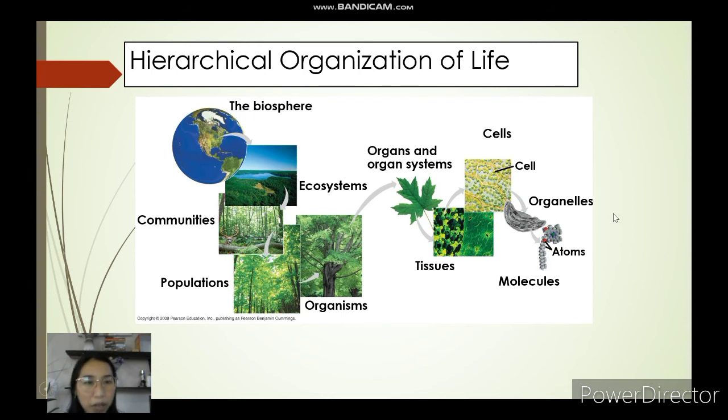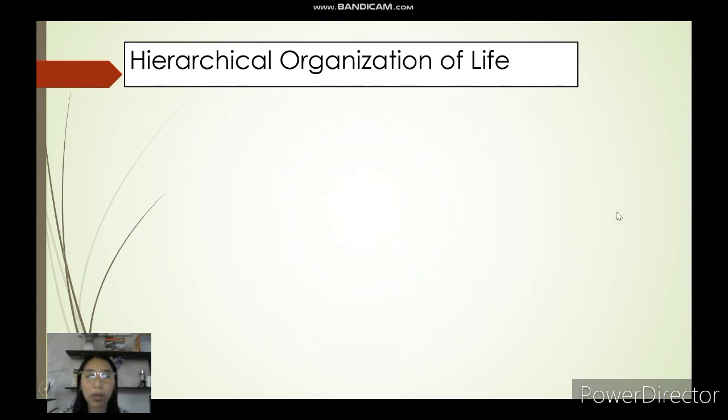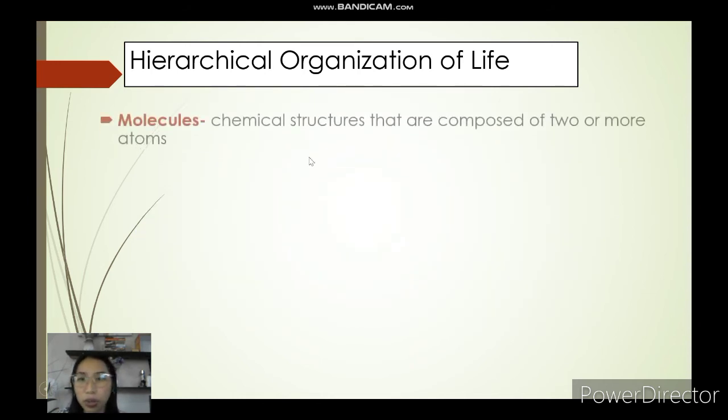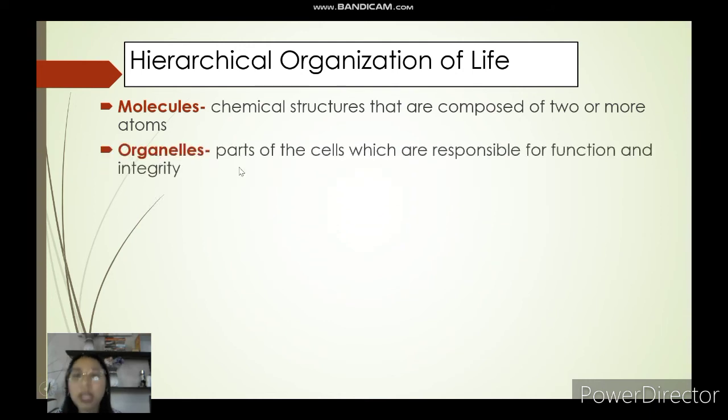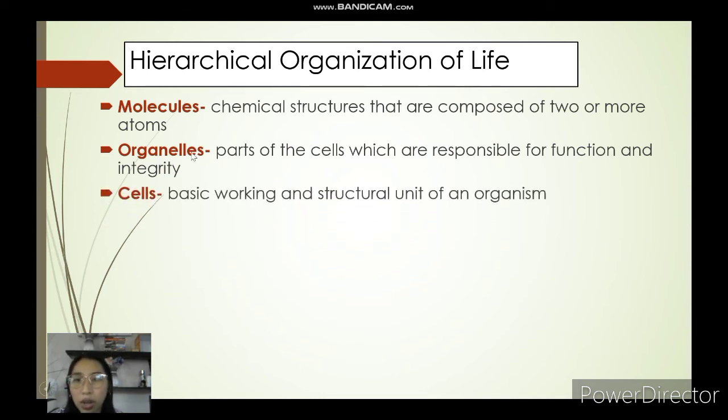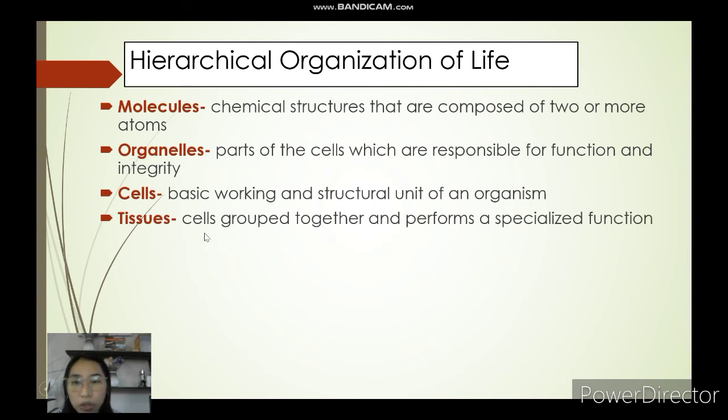So, let us show it more clearly, the definitions. Molecules are chemical structures that are composed of 2 or more atoms. Organelles, parts of the cells which are responsible for function and integrity. Then, organelles are going to make up cells, which is the basic working and structural unit of an organism. Cells of the same type are going to form tissues. So, cells group together and form a specialized function.